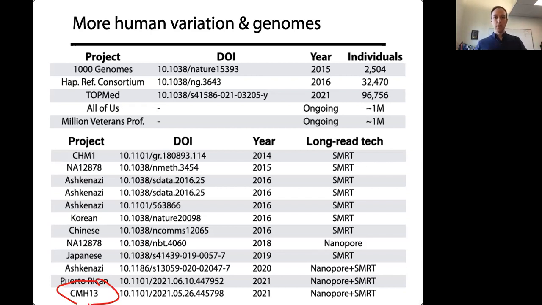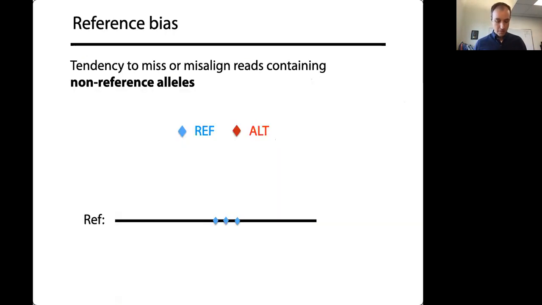We have this kind of bucket term, reference bias, for all the things that can go wrong when we are using a single linear reference genome as our point of reference. Let me be more specific here.